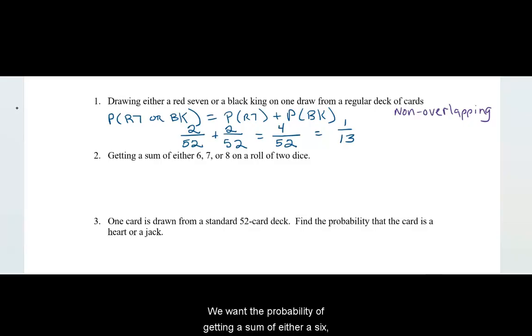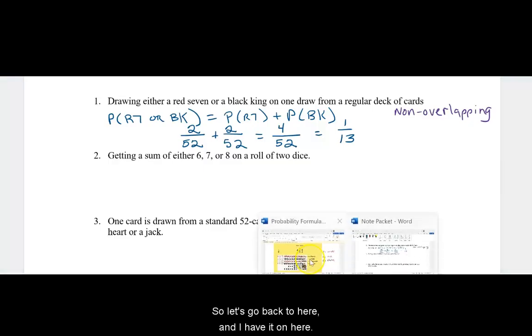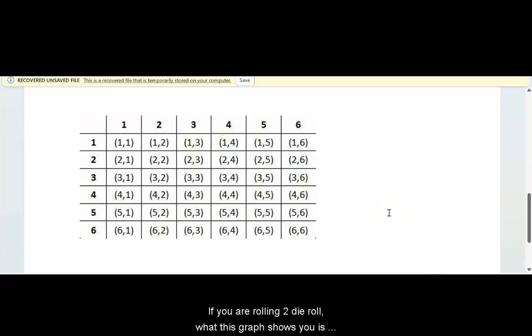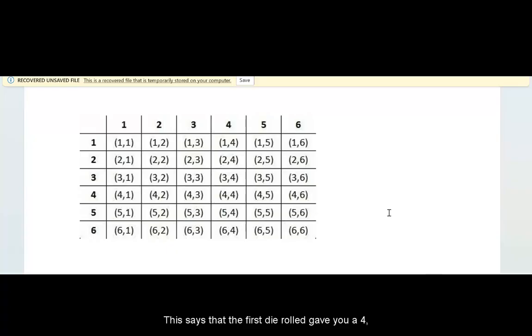All right, look at number 2. We want the probability of getting a sum of either a 6, 7, or 8 on a roll of 2 dice. What do we mean by a sum? So let's go back to here. If you are rolling 2 dice, what this graph shows you is what your possibilities could be. The 1, 1 means that the first die rolled a 1 and the second die rolled a 1. Right here, this says that the first die rolled gave you a 4, the second die rolled gave you a 2. So these are the possible combinations you could get from rolling 2 dice.